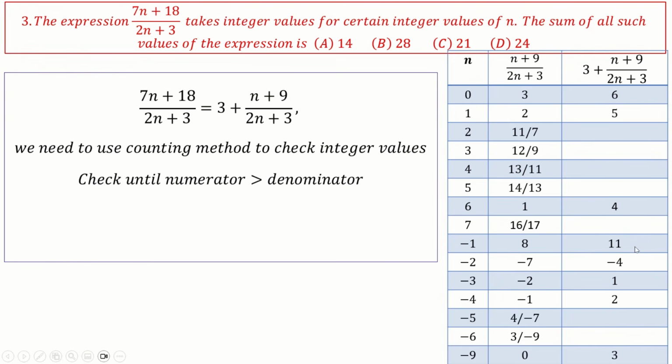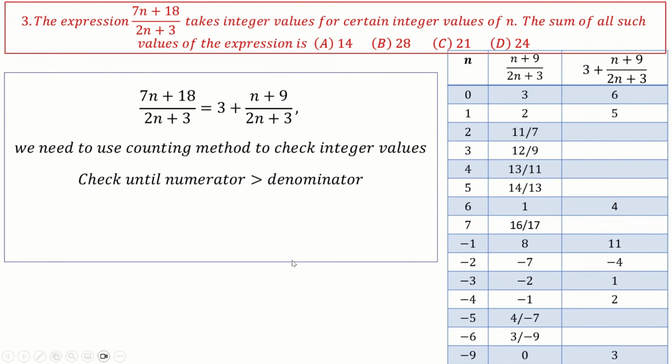So minus 1, I have an integral value, so it is 11. Minus 2, integral value. Minus 3, minus 4, minus 5. As you see here, from minus 6 onwards, the denominator is increasing. But minus 9 is a special case at which this fraction will become 0, so you should consider that also. Otherwise you can stop at minus 5. So I am considering that, where the value is 3.